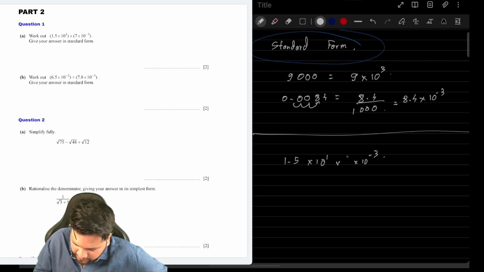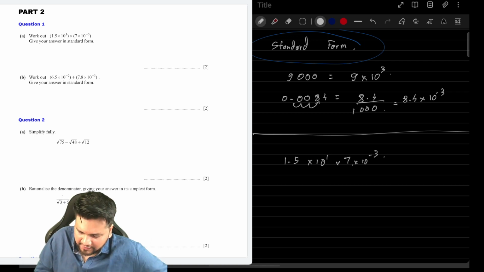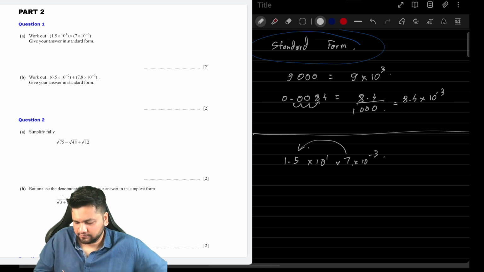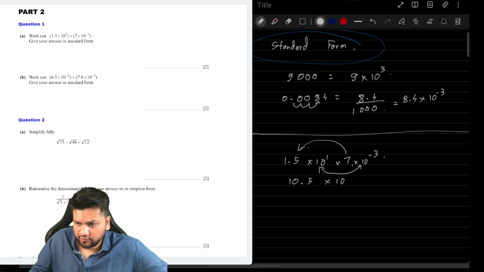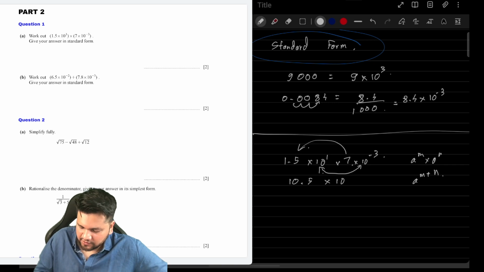See, what we'll do, first of all, we will multiply 7 with 1.5, right? So that's going to be how much? One second, that's going to be 10.5 into 10 to the power of, if I multiply this 10 to the power of 1 with 10 to the power of minus 3, I hope you are clear with the indices as well, because a to the power of m into a to the power of n is nothing but a to the power of m plus n. So here 10 to the power of 1 into 10 to the power of minus 3 would be 1 plus minus 3, which is 10 to the power of minus 2.